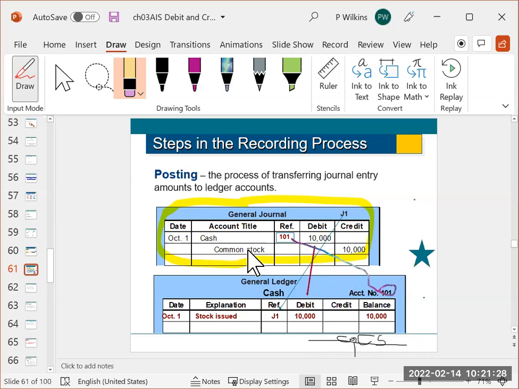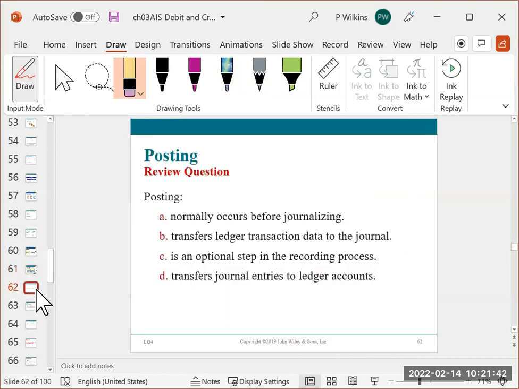Now, you would also do the next line. You would do common stock, $10,000 credit. So you would go down to the bottom there where the sloppy T account is, and you would do a credit of $10,000 for that one. Okay. All right, let's go to the next slide here. Oh, question. Posting. So they call that posting when you post to the T account.